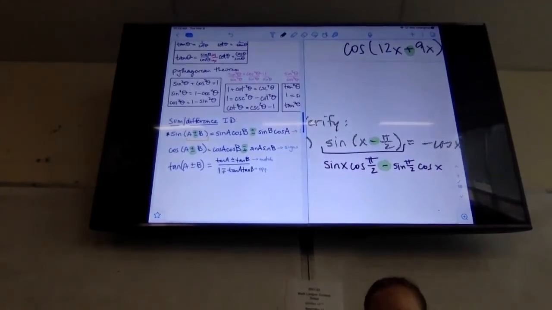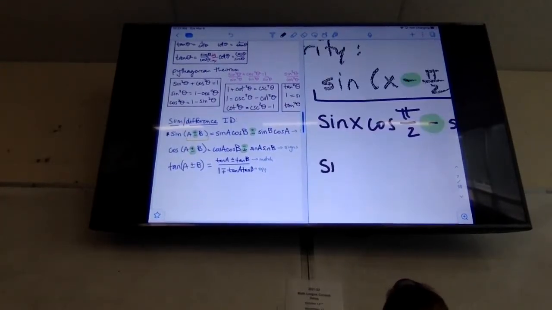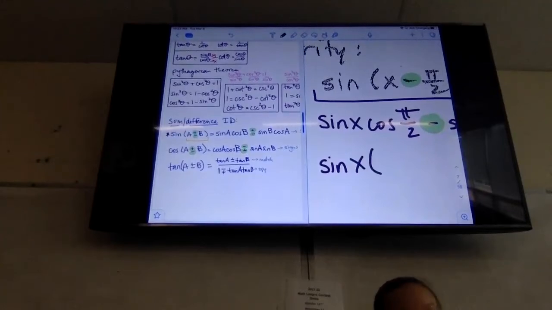Okay, now we don't know what sine of x is, but I do know what cosine of pi over 2 is. If you don't remember, we can use our unit circle. What's cosine of pi over 2?